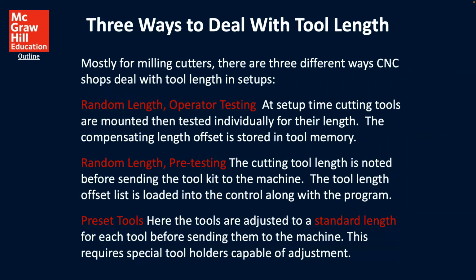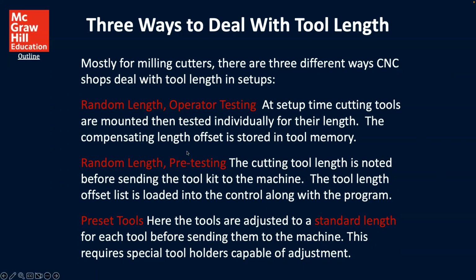So there's three different ways to deal with tool length. Mostly for milling cutters, these are three different ways CNC shops deal with tool lengths and setups. One, random length and operator testing. At setup time, cutting tools are mounted, then tested individually for their length. The compensating length offset is stored in tool memory.